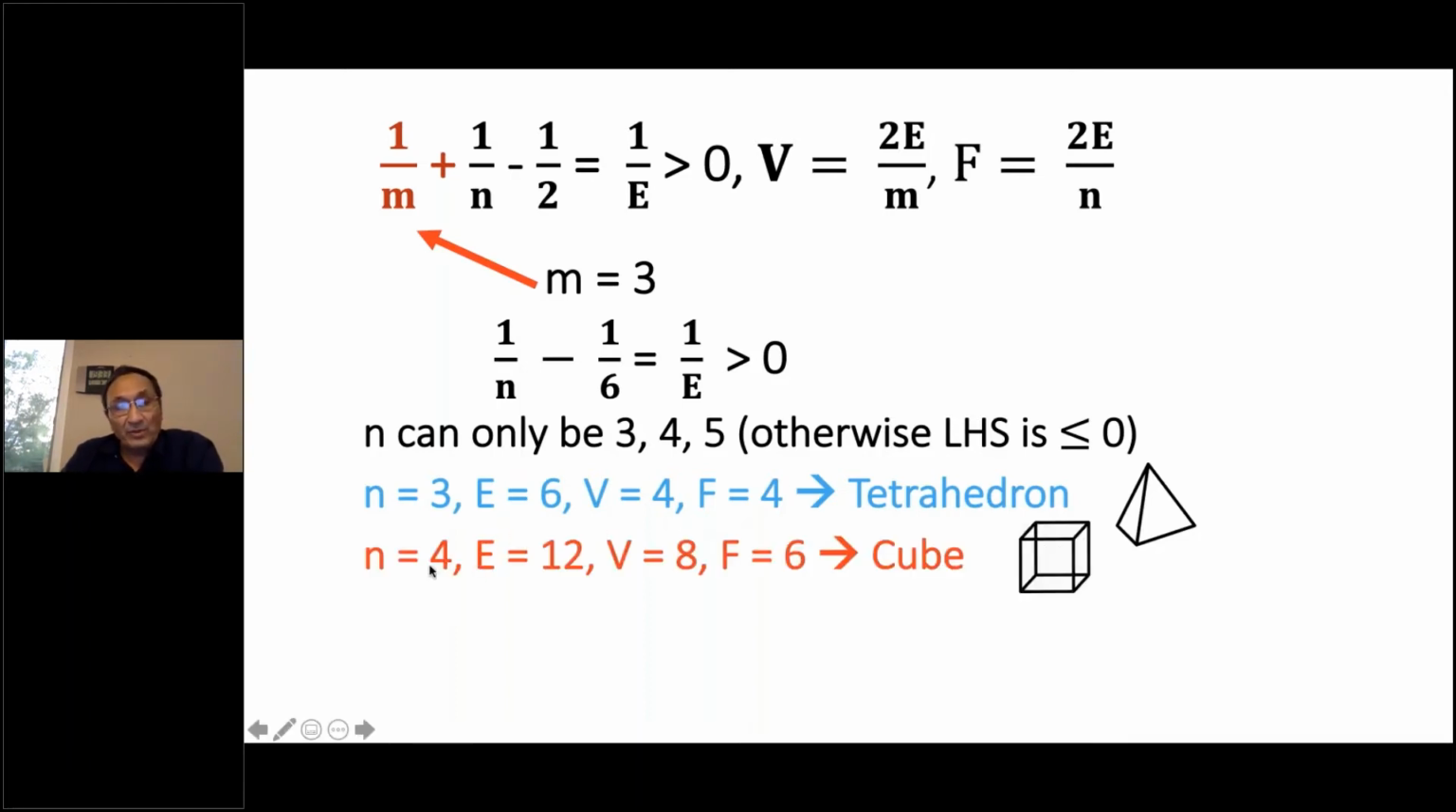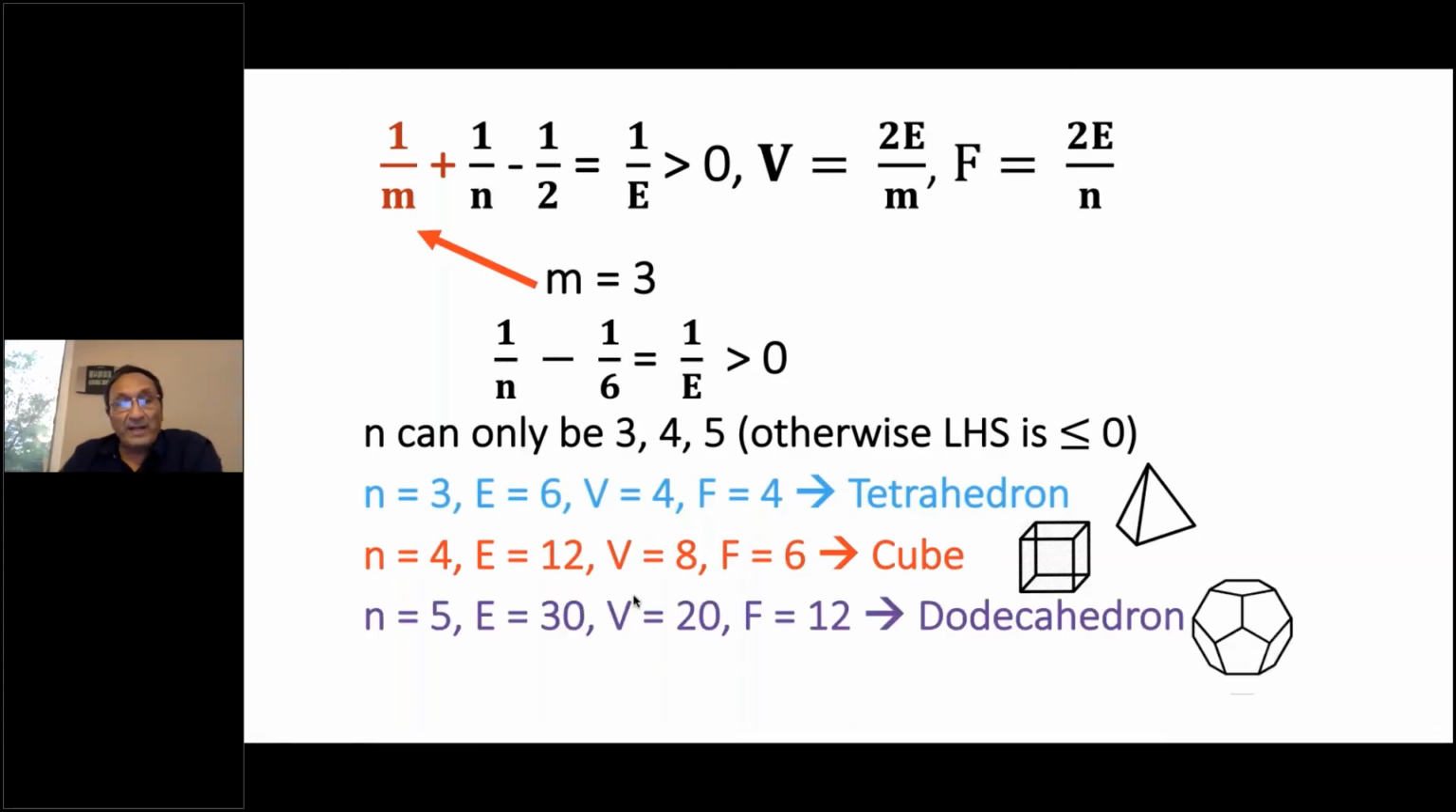For n equals 4, you substitute n equals 4. A quarter minus a 6th is 1/12, and so e is 12. When you stick in e equals 12 here, you get v equals 8 and f equals 6, which is the cube. When you put in n equals 5, 1/5 minus 1/6 is 1/30th, so e is 30. E is 30, so v is 60 over 3, which is 20, and f is 60 over 5, which is 12. And that is the dodecahedron.